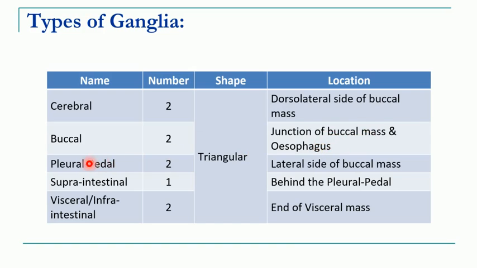The third type of ganglion is actually a combination of 2, that is pleural and pedal ganglion. Though we have seen them separately, they are attached with each other as pleuropedal ganglion. They are also 2 in number, triangular in shape and present on the lateral side of the buccal mass. The next type is supraintestinal ganglion. It is singular and it is present behind the pleuropedal ganglion. Now the visceral or infraintestinal ganglion is also singular. It is triangular in shape and it is present at the end of the visceral mass.